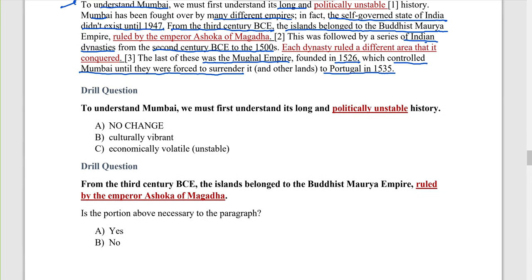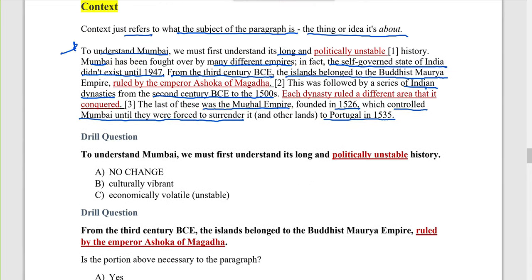And the first question is, to understand Mumbai, we must first understand its long and politically unstable history. Okay, what do you think here? Look at the underlined portion. Is this information on topic or should it be changed? What do you think of A?